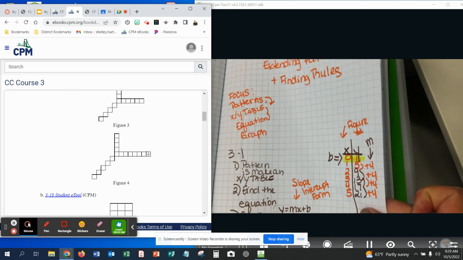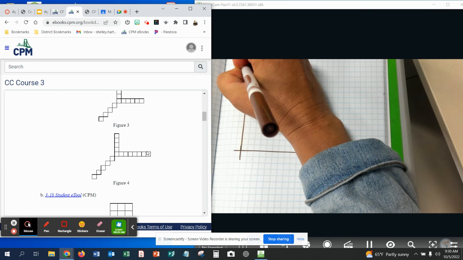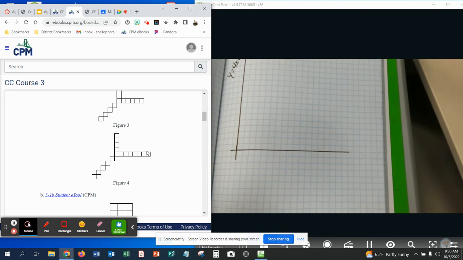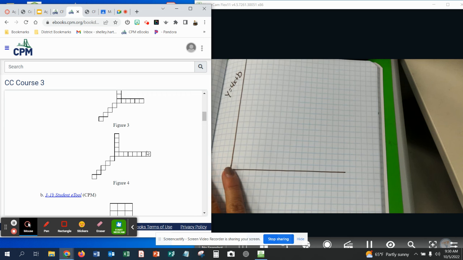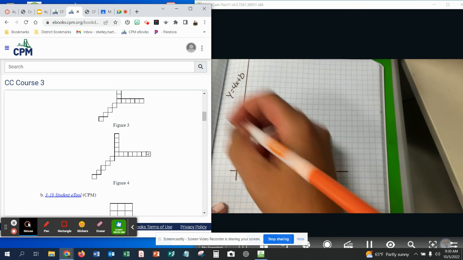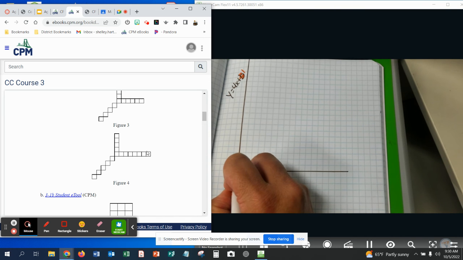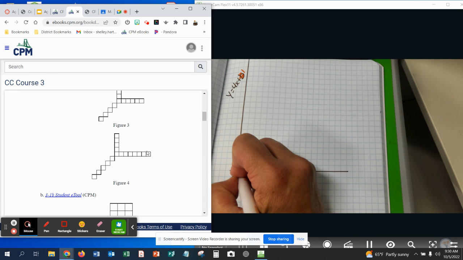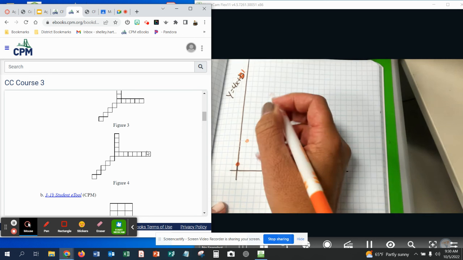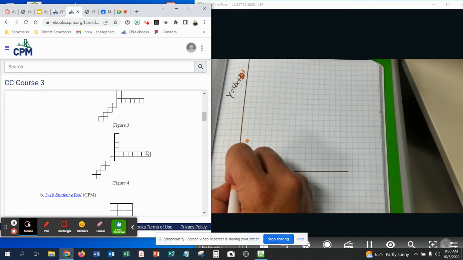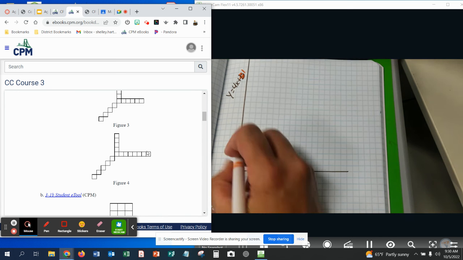All right, so our equation is y equals 4x plus 1. And here's how this goes. You're going to take your pen and start at 0 and 1, which is right here. And then I'm going to go up 4: 1, 2, 3, 4, and over 1. So this is up 4, and then over 1.